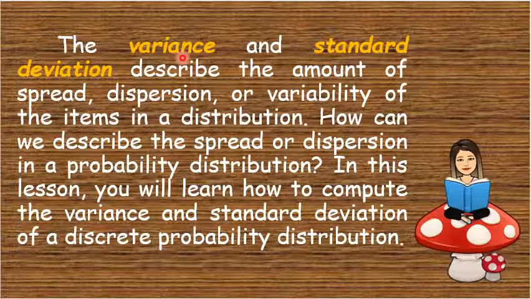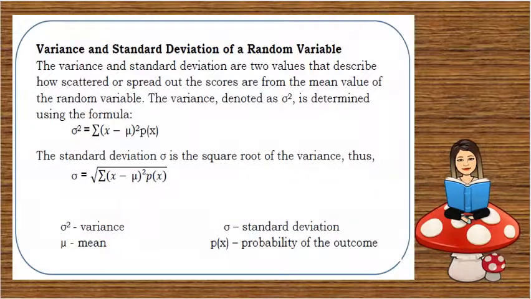So, this time, hindi lang mean ang i-compute natin, but pati yung variance and standard deviation. So, variance and standard deviation of a random variable. The variance and standard deviation are two values that describe how scattered or spread out the scores are from the mean value of the random variable. Ito yung dalawang values na nagde-describe how scattered or spread out yung mga scores mula sa gitna or mula dun sa mean value.